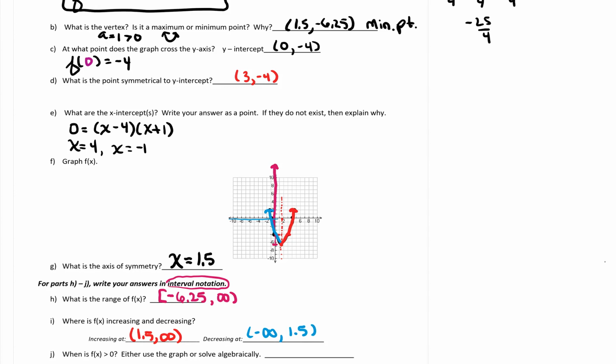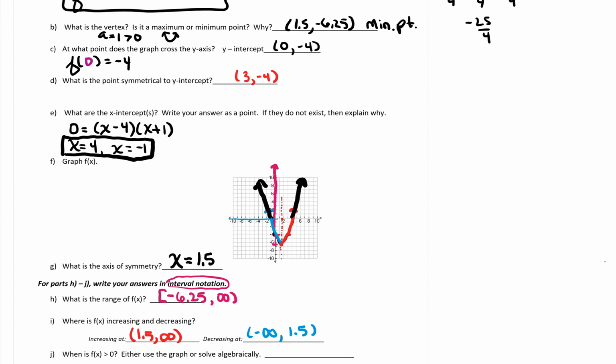The last question wants to know when f of x is greater than 0. We can either use the graph that we just made, or we can solve this algebraically. Well, we just did all the work, pretty much, by graphing it. Notice our x-intercepts are x equals 4 and x equals negative 1. I notice that this is above the x-axis. It's bigger than 0.